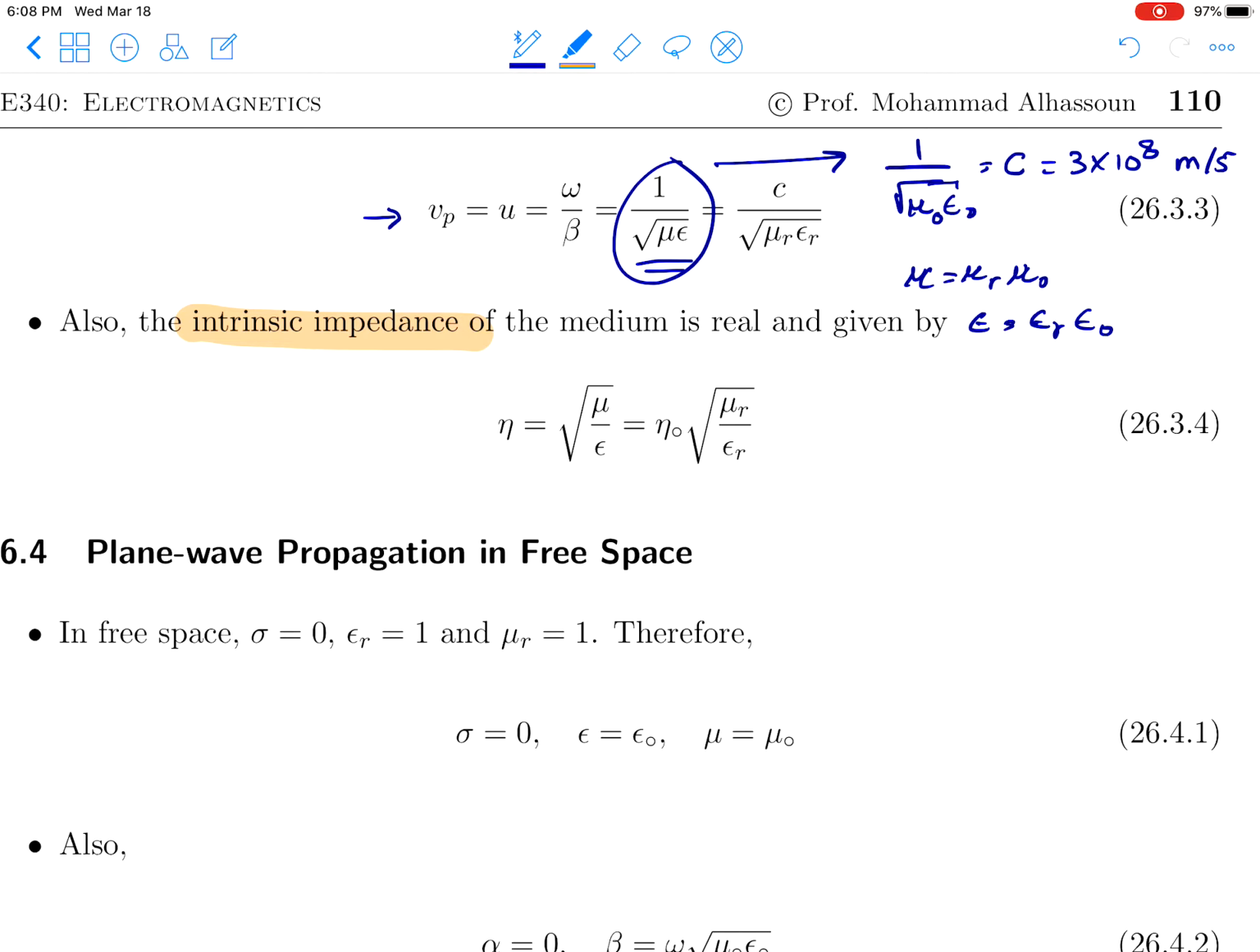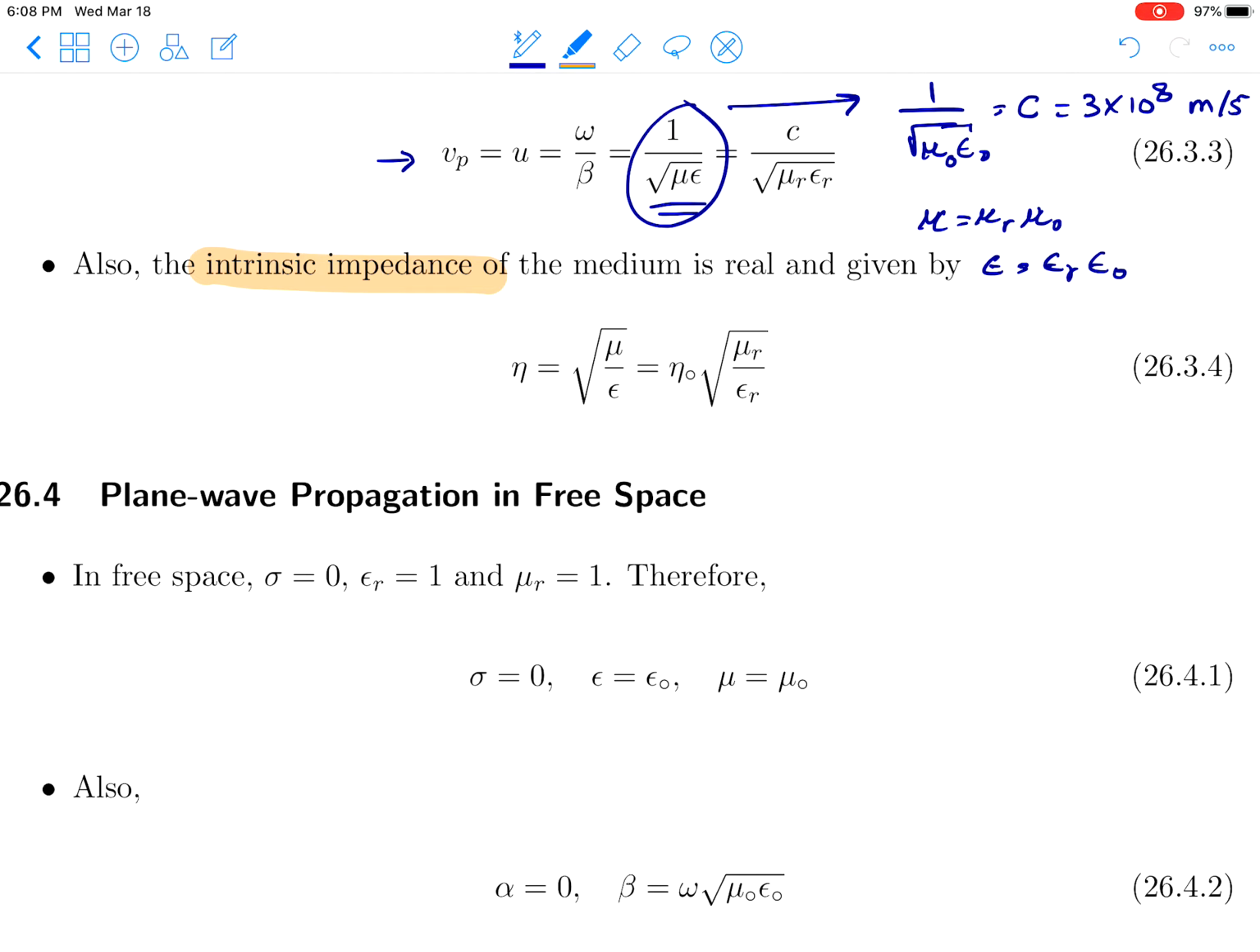An important characteristic of plane wave propagation in lossless media, or lossless dielectrics, is that the intrinsic impedance is actually real, not imaginary, and it's given by this formula. And again here, eta naught is the square root of mu naught divided by epsilon naught, which is the intrinsic impedance of free space.